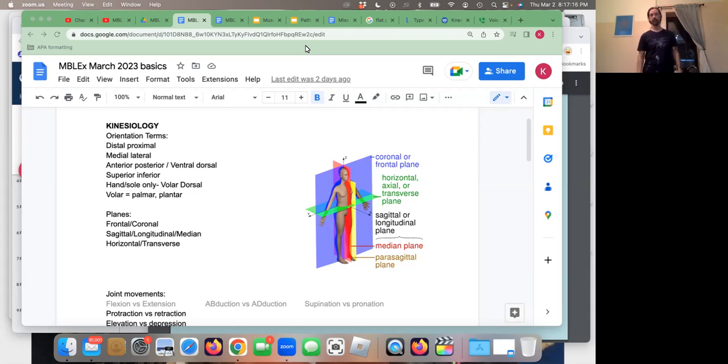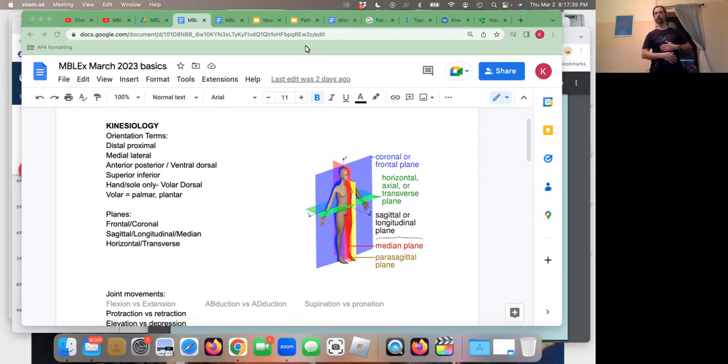But superior and inferior, those are also relative, right? So the head is superior relative to the center of the body or relative to the torso. Torso is inferior relative to the head. But the torso would be superior relative to the umbilicus or the pelvis or the lower limb.